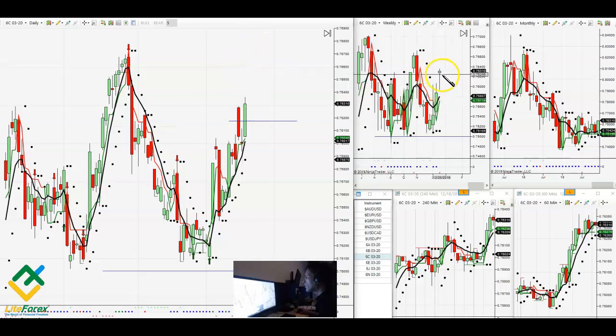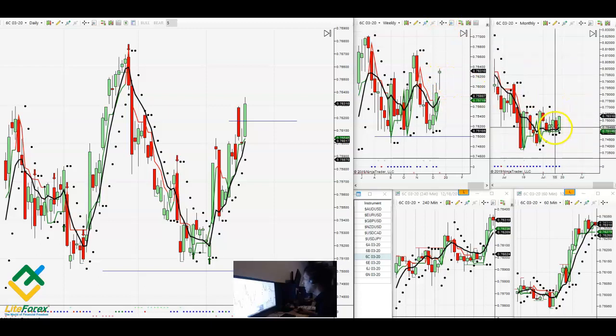Clearly the weekly with this long lower wick is showing the momentum is to the upside, and just the monthly, we're more than halfway through the month, and the Canadian dollar looks like it wants to continue to be bullish going into January.